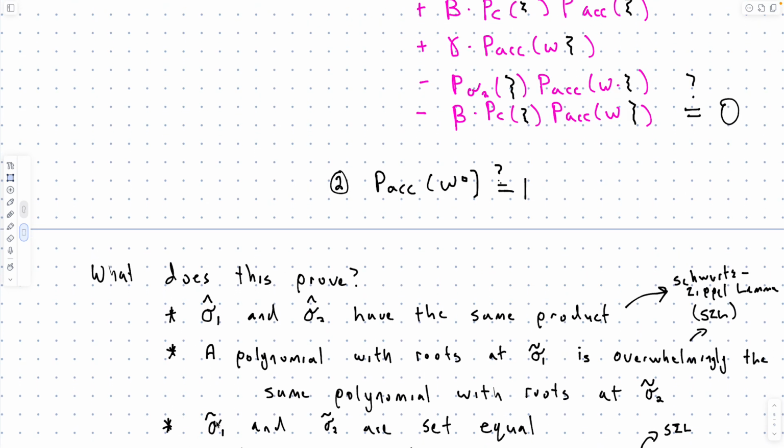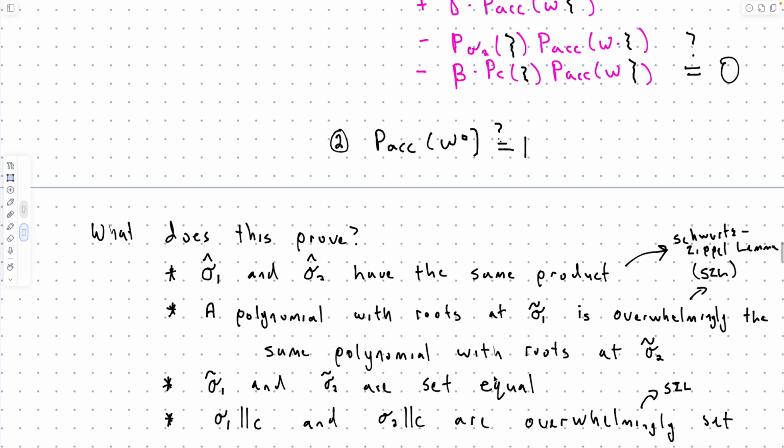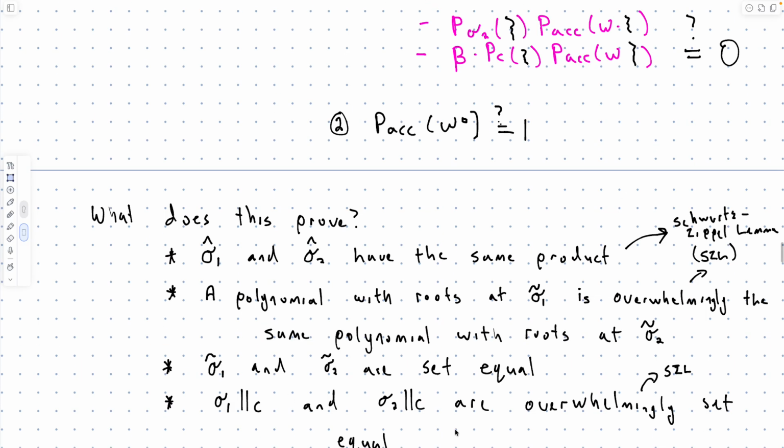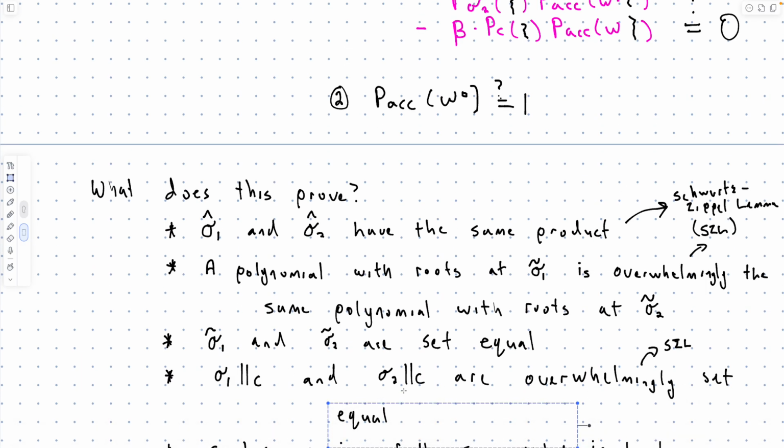So sigma 1 and sigma 2 tilde are set equal. If they're set equal, then when I squeeze together sigma 1 and C, and I squeeze together sigma 2 and C, they're set equal, because they're producing this. Now it's overwhelmingly because when I squeeze them together, I did this probabilistic trick. So I did a random linear combination. So it's possible that there might be a collision, but there shouldn't be when you make Q big enough.